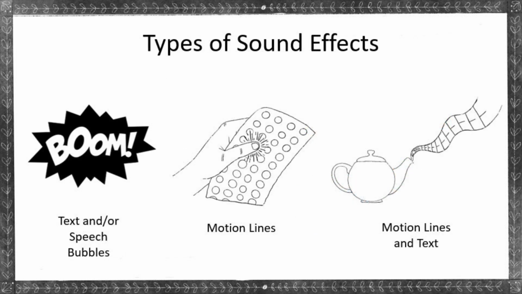There are also other ways you can show sound effects other than just text or speech bubbles. So you can use motion lines to kind of show that there's something happening, like an explosion or maybe just popping bubble wrap. Or you can use motion lines and text to kind of make the shape of what the sound would be like. Say like a kettle on the stove is going to go scree until someone comes to turn off the heat.